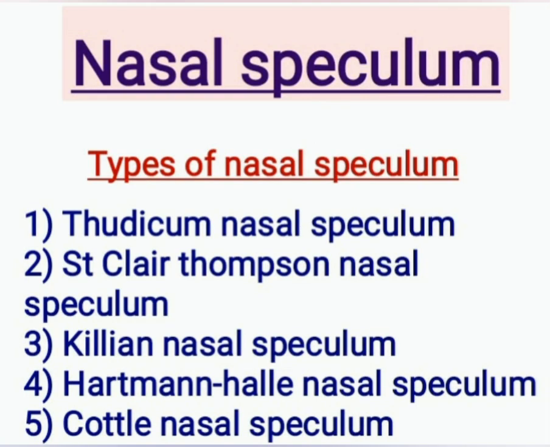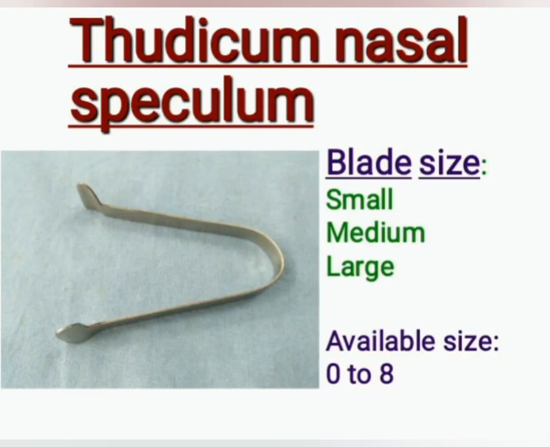Nasal speculum is used for examination of the nasal cavity. There are many types of nasal speculum available in hospitals. First, Thudicum nasal speculum. Second, St. Clair Thompson nasal speculum. Third, Killian nasal speculum. Fourth, Hartmann Helle nasal speculum. Fifth, Cottle nasal speculum.